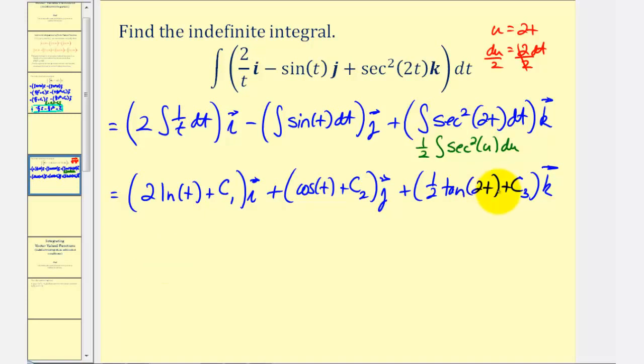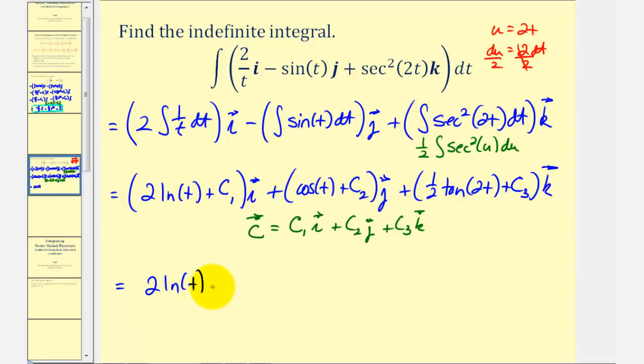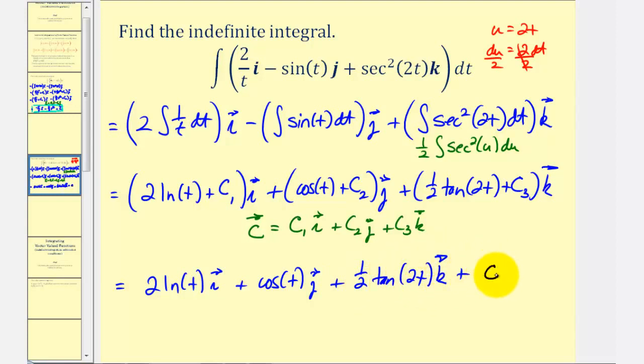So now we do have our antiderivative, or the indefinite integral, but because of the c sub 1, c sub 2, and c sub 3, we can let vector c, a constant vector, be equal to c sub 1 i plus c sub 2 j plus c sub 3 k. So now we can write this as 2 natural log t i plus cosine t j plus 1/2 tangent 2t k plus our constant vector c.